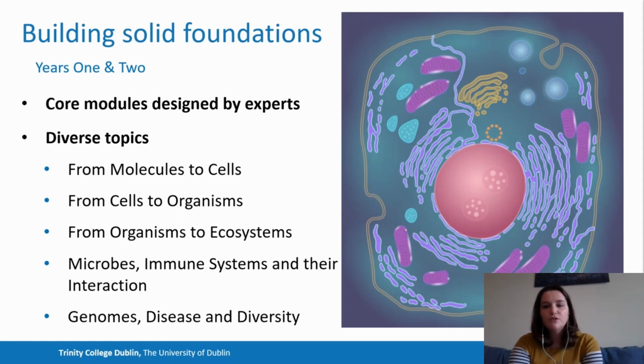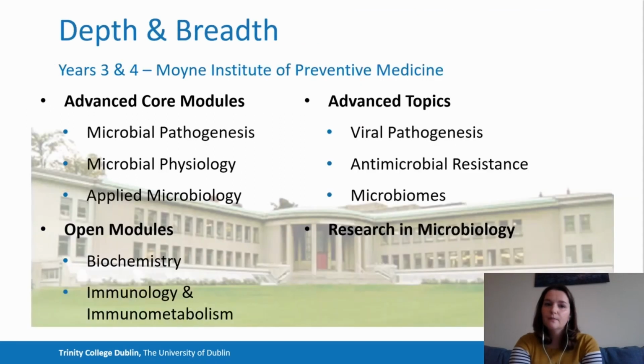You would also have options to study additional areas that interest you, such as the immune system and genetics, and there are microbiology lectures in these courses too. If at the end of second year you choose the microbiology moderatorship, then the Moyne Institute of Preventive Medicine would be your base. You would take advanced courses learning about how microbes cause disease and how we can utilise microbes in industry. As in first and second year, you would have the scope to tailor your degree to your interests through your choices of open modules and advanced topics.